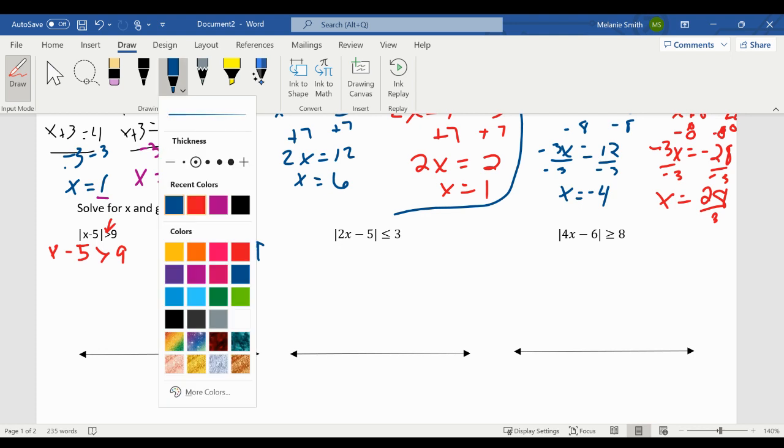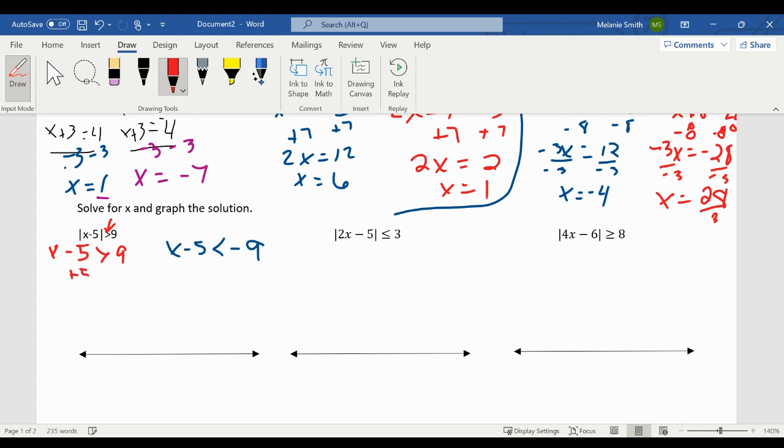So x minus 5 is greater than 9. I'm going to add a 5 to both sides.